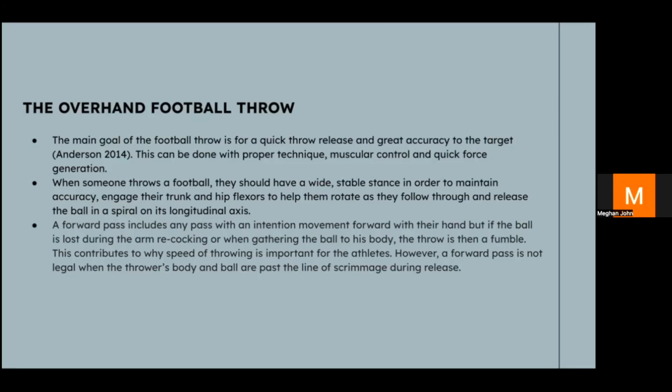A forward pass includes any pass with an intentional movement forward with their hand, but if the ball is lost during the arm recocking or when gathering the ball to the body, the throw is then a fumble. This contributes to why speed of throwing is important for the athletes. However, a forward pass is not legal when the thrower's body and ball are past the line of scrimmage during release.